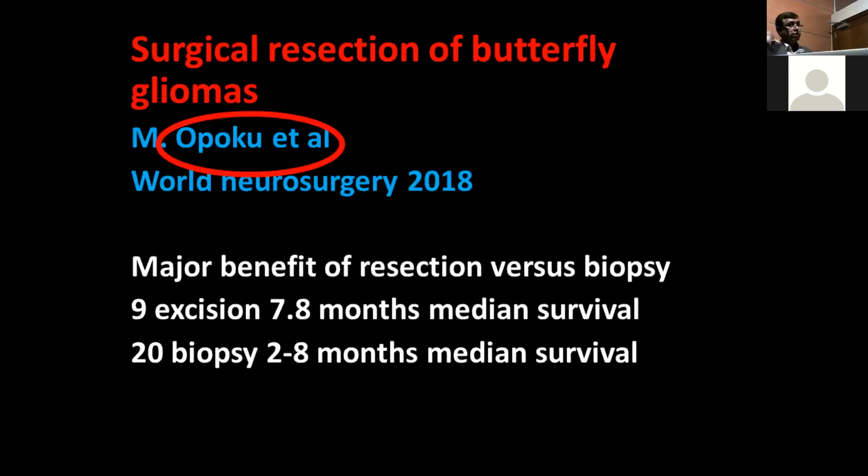Oboku, again, this is recent, 2018. There is a major benefit of resection versus biopsy. 9 excision, 12 biopsy, different survival time. This is evidence-based medicine. Khalas, finished.